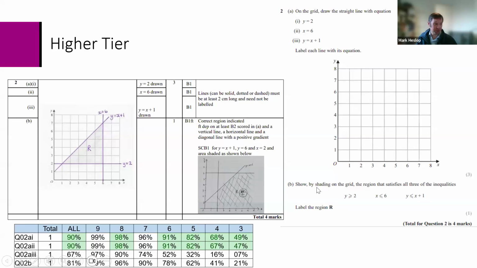And actually, students were very good at creating an inequality from those. And the surprising thing here is y equals x plus 1 scored more poorly than y equals 2 and x equals 6. But I bet you that's where teachers focus their effort at this stage, making sure students can do it. So do not underestimate basic equations of lines. And if there's one topic to go through with your students, it is basic equations of lines in your teaching.